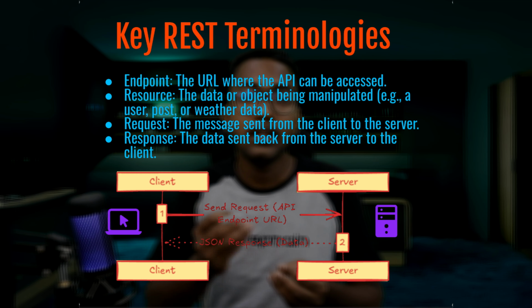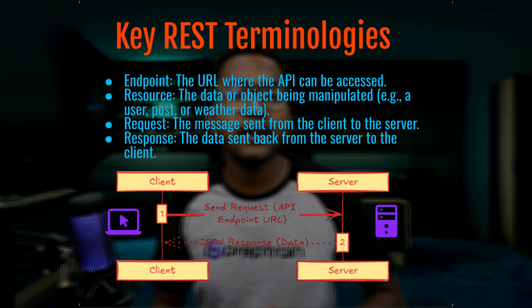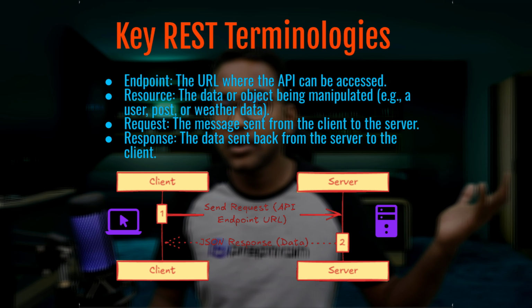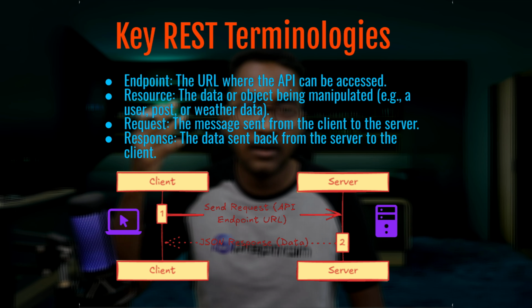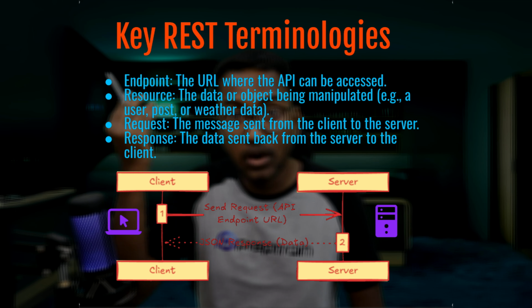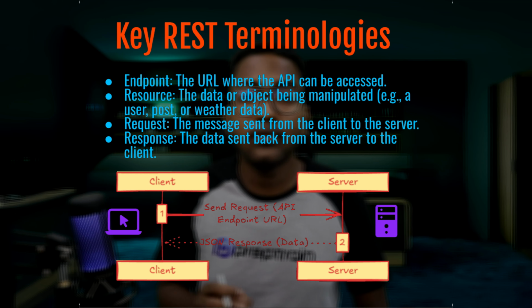For example, if you are using a weather app to get the current weather for your city, the endpoint might look like api.weather.com/current, then location is equal to, let's say, Khandala, Mumbai, Pune, Hyderabad, New York, or anything. This endpoint tells the server exactly where to look for the data that you need.